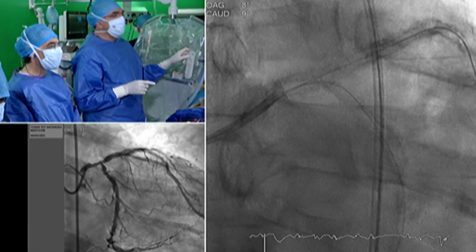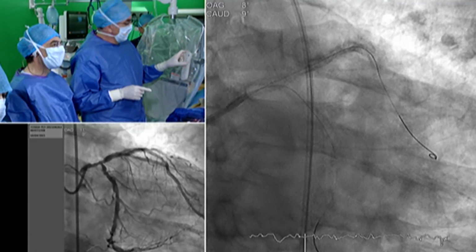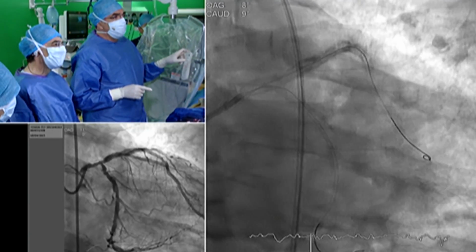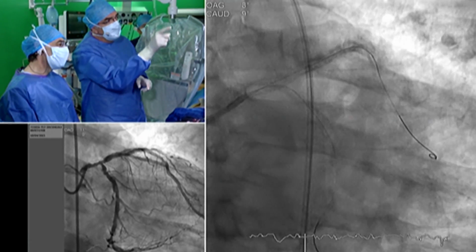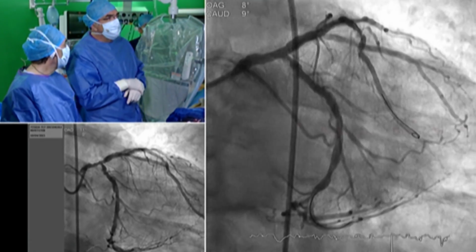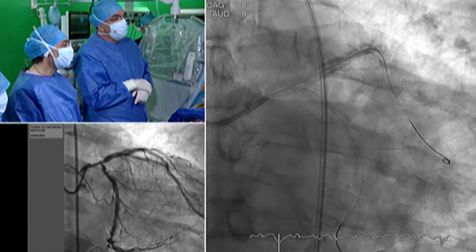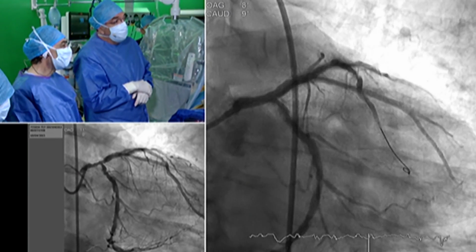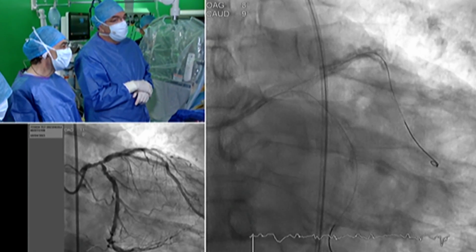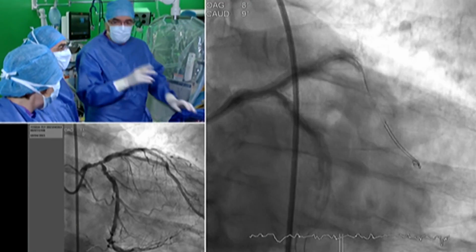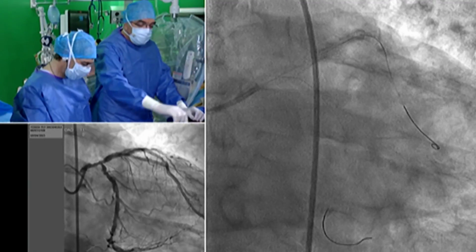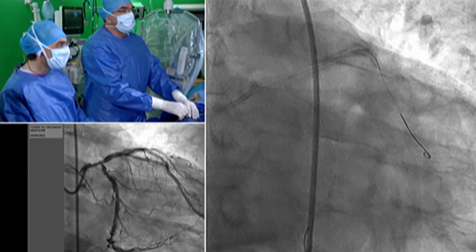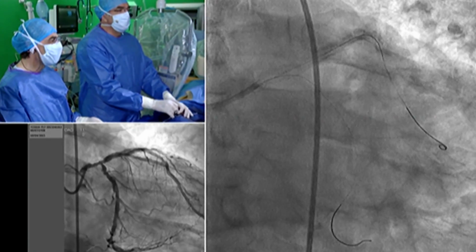Concerning the length, Giulio, that's a problem. Let's see the rewind. I think that probably 20 could be enough. Or do you want to have more? Yeah, 18, 20. Okay, maybe 18. So a 3.0 by 18 stent.